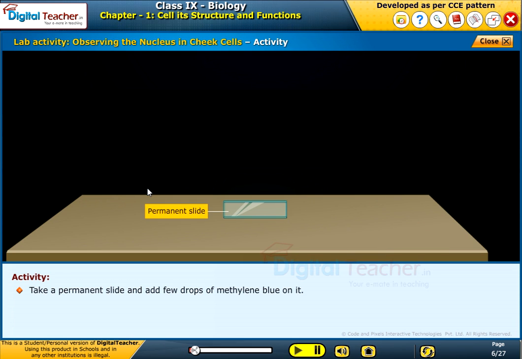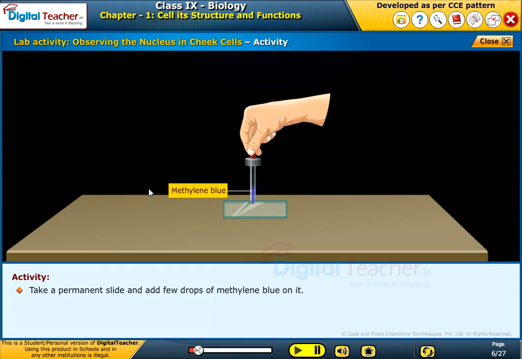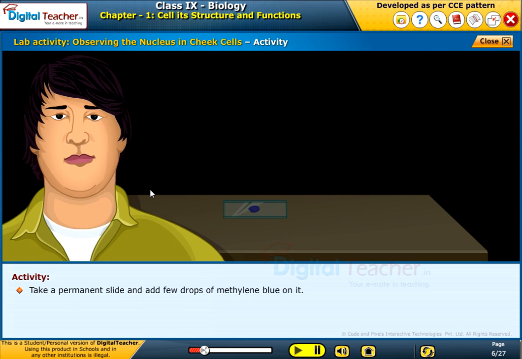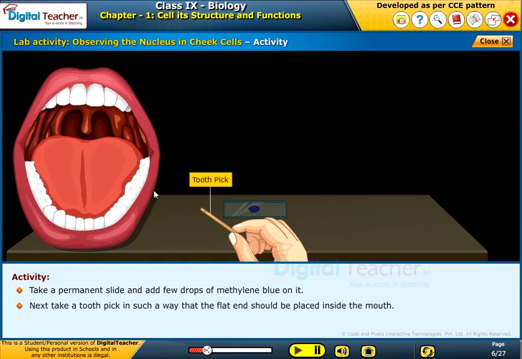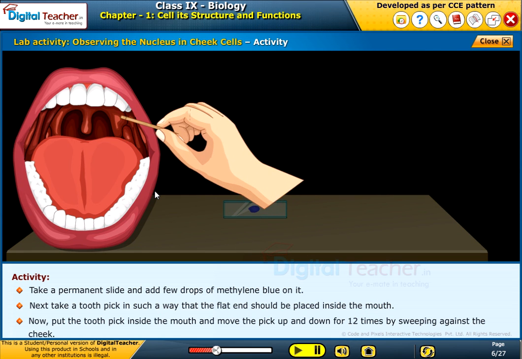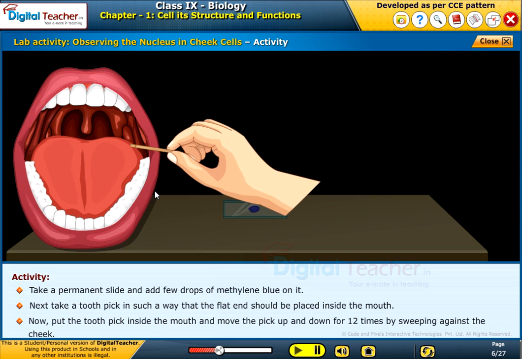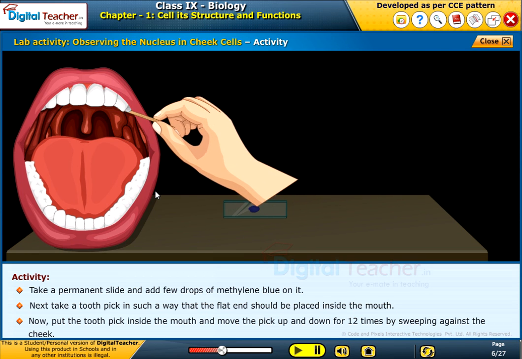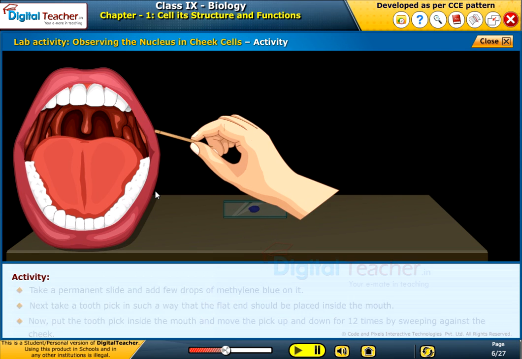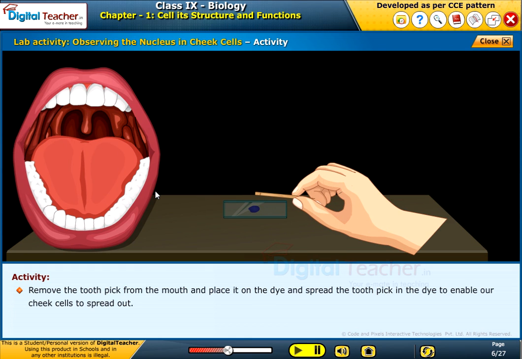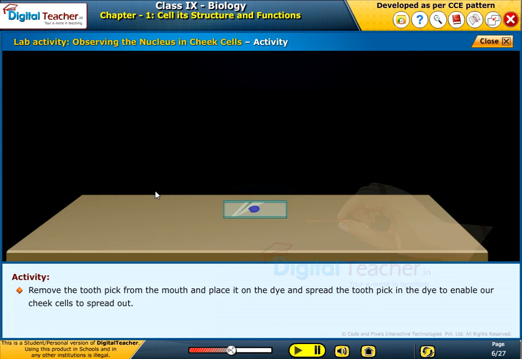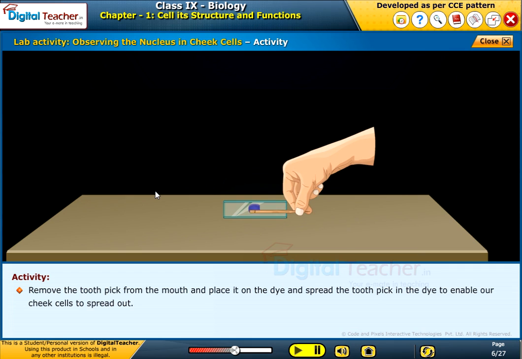Take a permanent slide and add few drops of methylene blue on it. Now take a toothpick in such a way that the flat end should be placed inside the mouth. Now put the toothpick inside the mouth and move the pick up and down for 12 times by sweeping against the cheek. Remove the toothpick from the mouth and place it on the dye and spread the toothpick in the dye to enable our cheek cells to spread out.